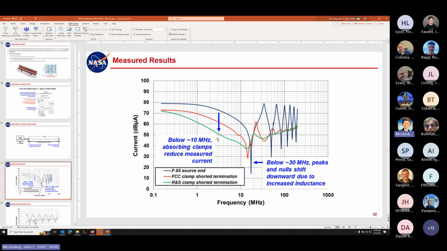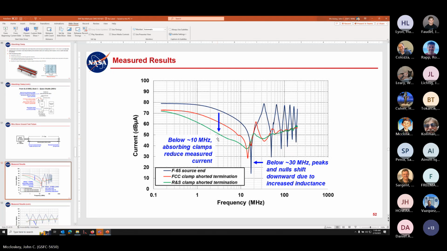Which illustrates that using the absorbing clamp can get a little complex. And it is a great tool, but you need to do a bit of homework if you're using the absorbing clamp, because it can influence the measurements that you're taking. We don't have a whole lot of time to prolong this, but I'm happy to entertain any questions over email, or maybe we can have a separate conversation just about this.